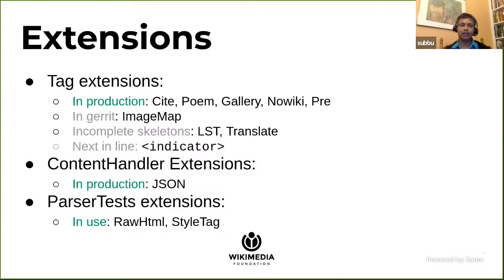So we also have content handler extensions like JSON, which is in production as well. And there are also a couple of extensions that are used by Parser Tests, raw HTML and style tag. So all these extensions use the extension and hooks API that we went over. So it works.